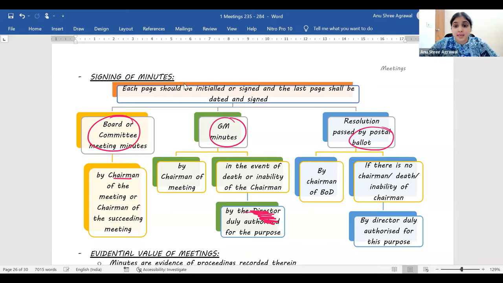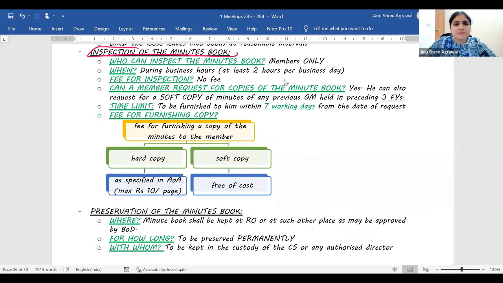All right, guys. Then coming to the next point, who will inspect the minutes book? Again, important. Until now, we have already seen two inspections. Remember, SBO register. Who can inspect? Members can inspect. For inspection itself, we can charge a fee. How much? 50 rupees. Then second, register of members and annual return, anybody can inspect. But if members, beneficial owners, debenture holders are inspecting, will we charge a fee? No, free. Others who are inspecting, we will charge 50 rupees fee.